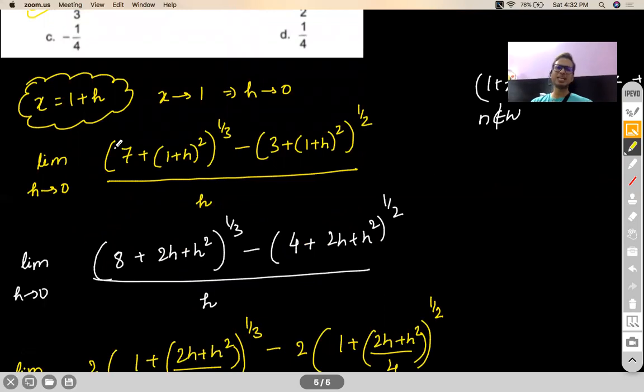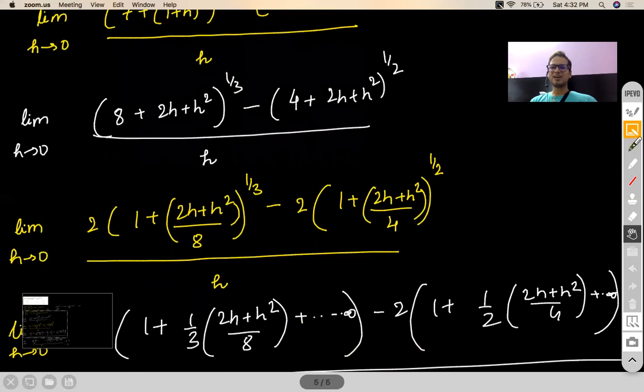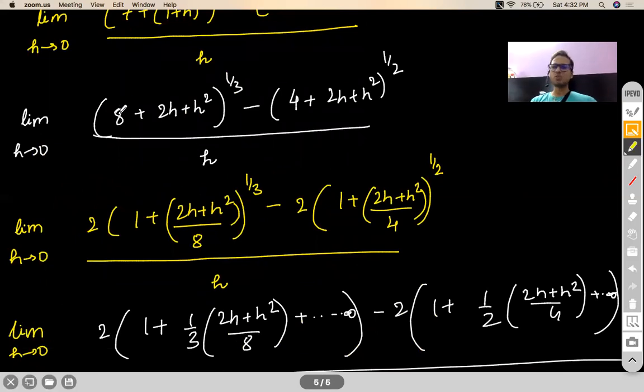And how did I do that? I just replaced all my x's with 1 plus h. I think this step is pretty clear. Expansion is also pretty clear. Okay. Now again, I want to make my life still simpler. So what I did was I created a 1 over here. How did I create a 1 over here?